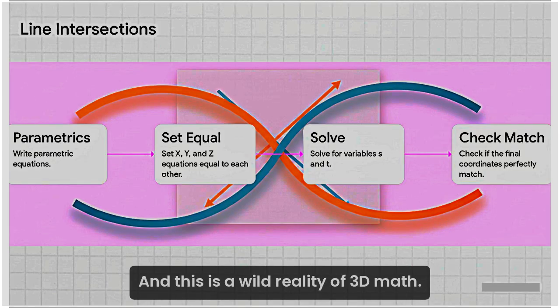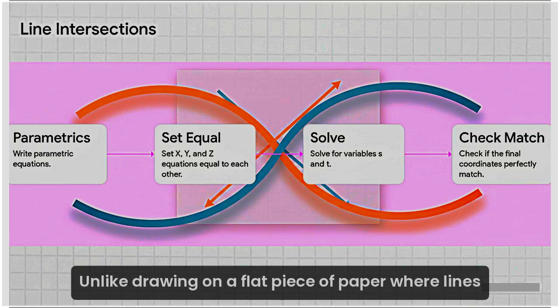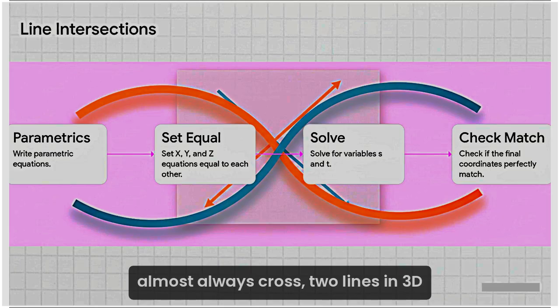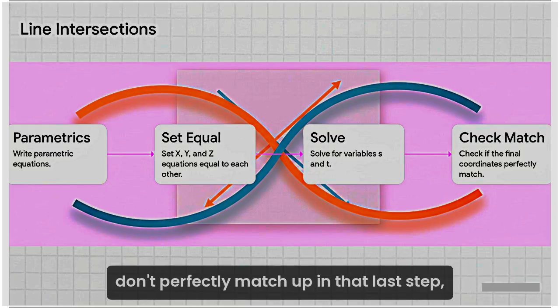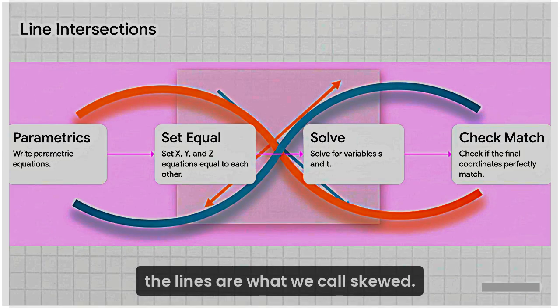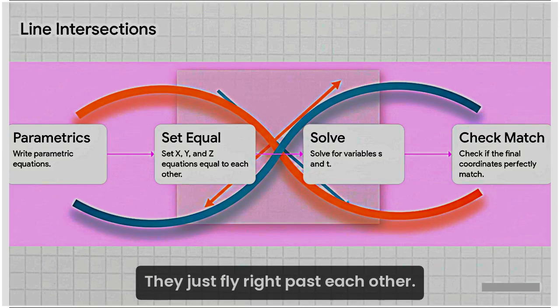And this is a wild reality of 3D math. Unlike drawing on a flat piece of paper where lines almost always cross, two lines in 3D space can completely miss each other. If your final coordinates don't perfectly match up in that last step, the lines are what we call skewed. They just fly right past each other.